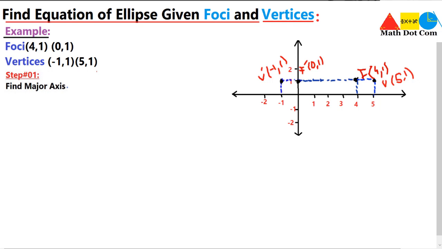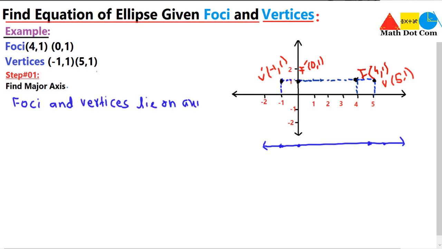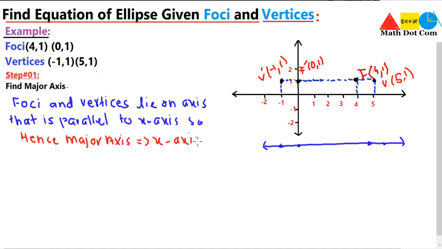How? Let's see. The foci and the vertices always lie on the major axis. Here we see that the foci and vertices lie on an axis that is parallel to the x-axis. So we can say easily that, as the foci and vertices lie on an axis parallel to the x-axis, the major axis will be the x-axis. So this is step number 1. We have determined the major axis.